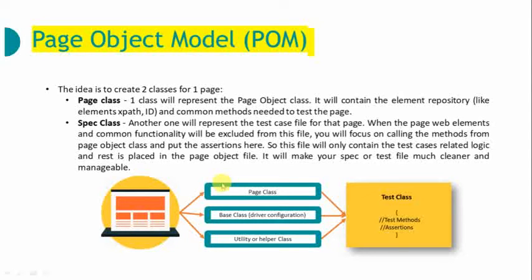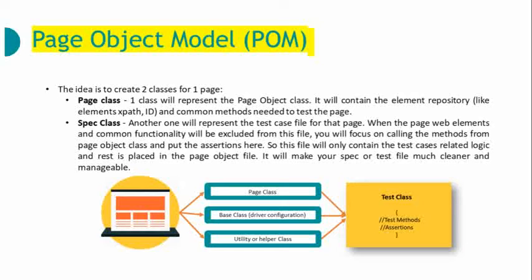What is page object model? The page object model, or POM. The idea is to create two classes for one page. One will be your page class, where you will store your common methods and your web elements, and in the spec class you have to write the logic which is relevant to the test case.